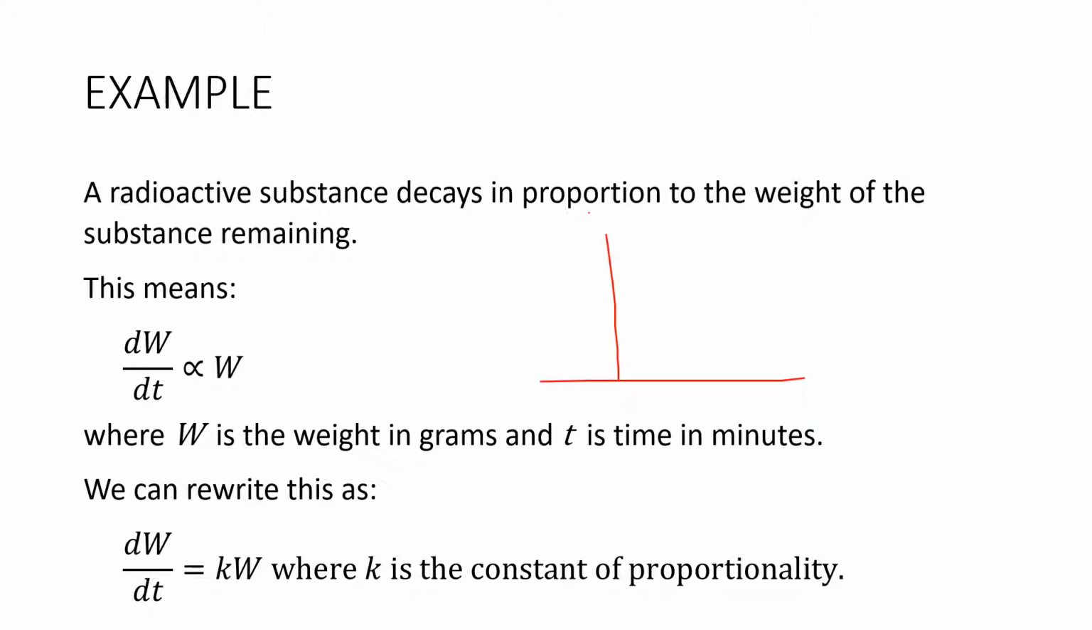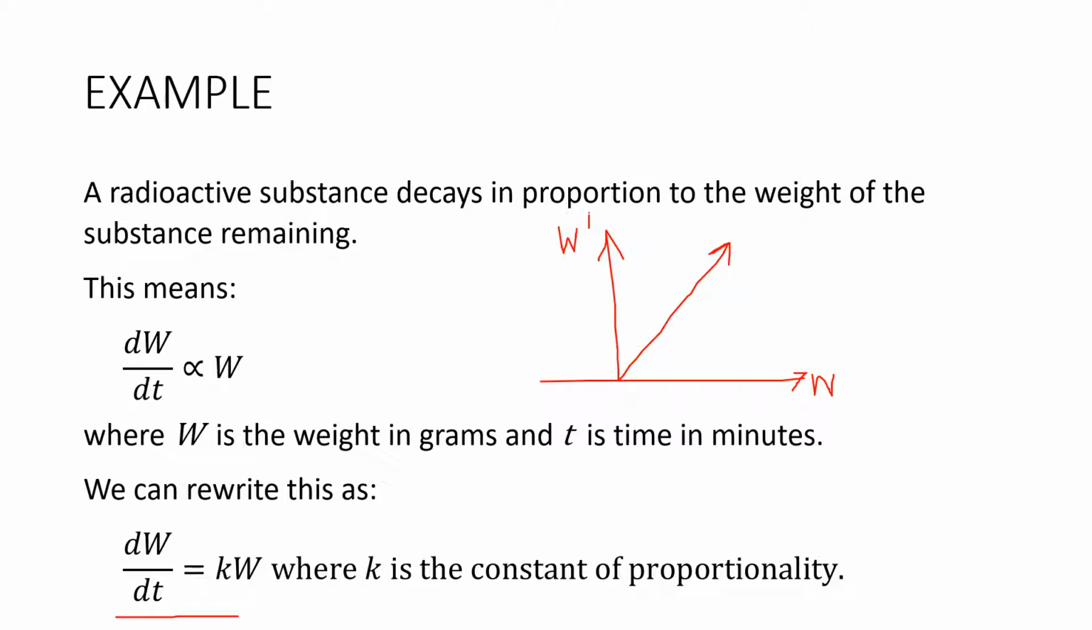And actually if we graphed it, it would look like this and go through 0, 0. So this would be, I'm just going to do W dash rather than writing dW/dt, and this here would be W. So that's a proportional relationship. We call that direct proportion. So the two things are in direct proportion to one another. As one goes up, the other goes up. So that's why we can rewrite it as this.